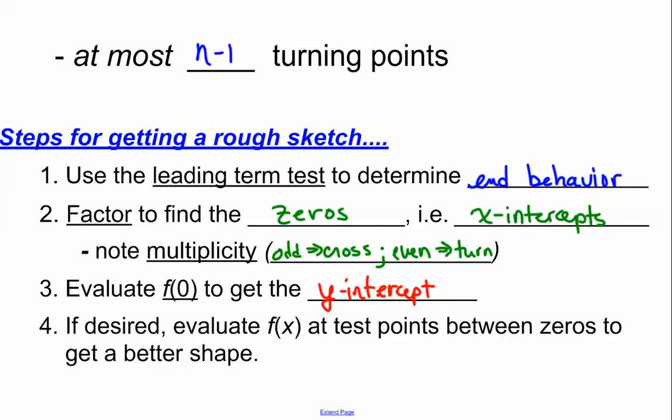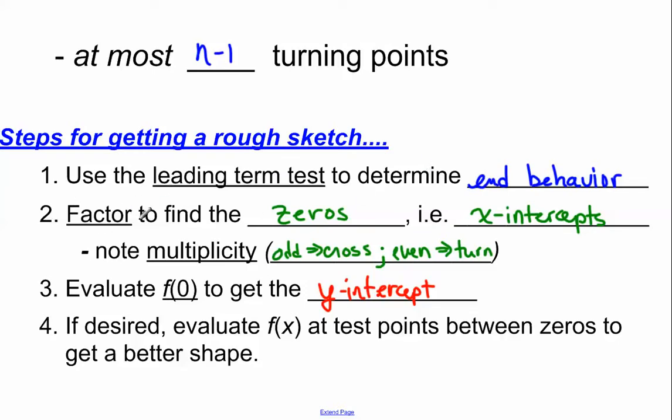Now before we do some sketching, just to review, what are our steps? What are we going to do to get this quick sketch? We're going to look first at the leading term test, and the leading term is the term that has the highest exponent, and that's going to help us determine the end behavior, what happens far on the right side and way over here on the left side.